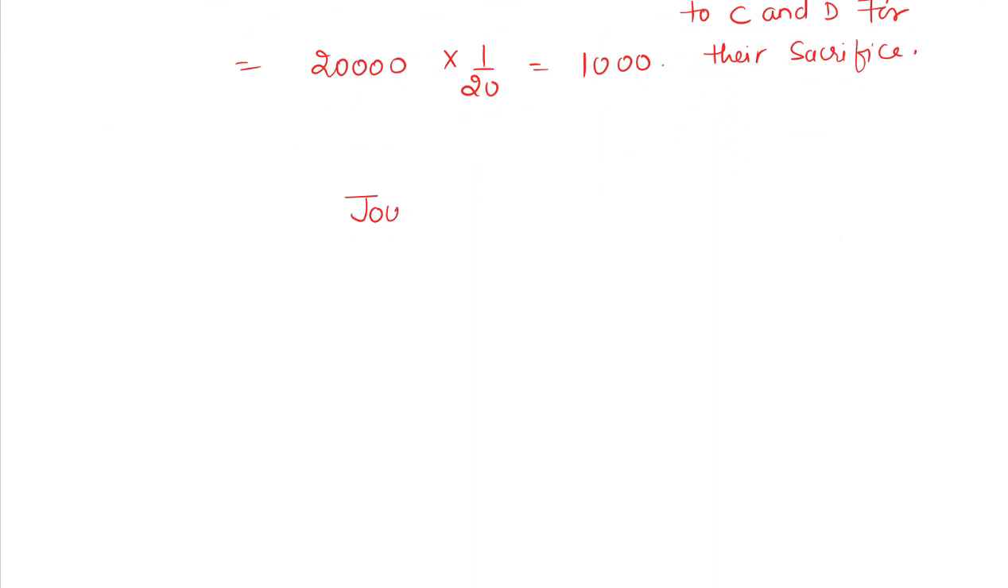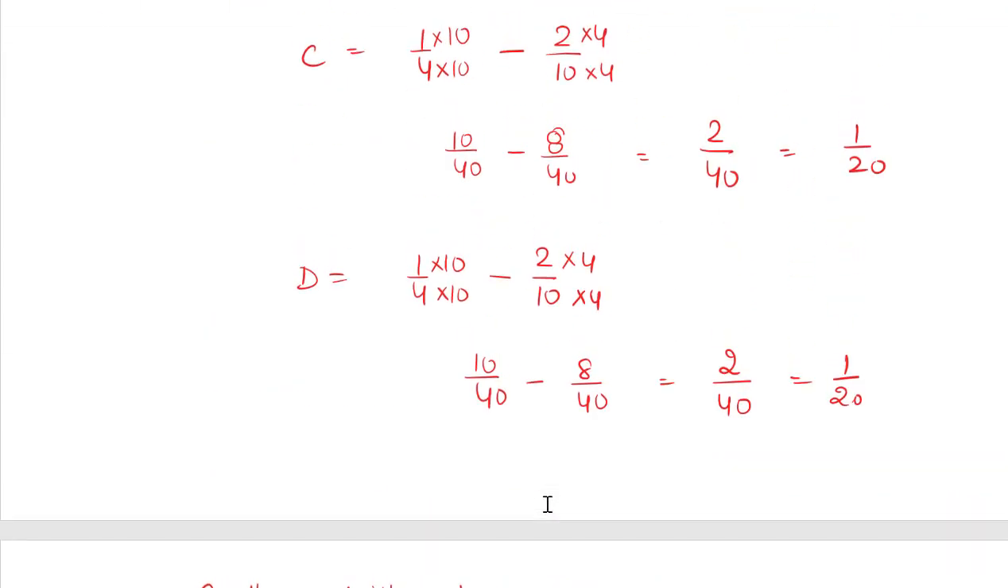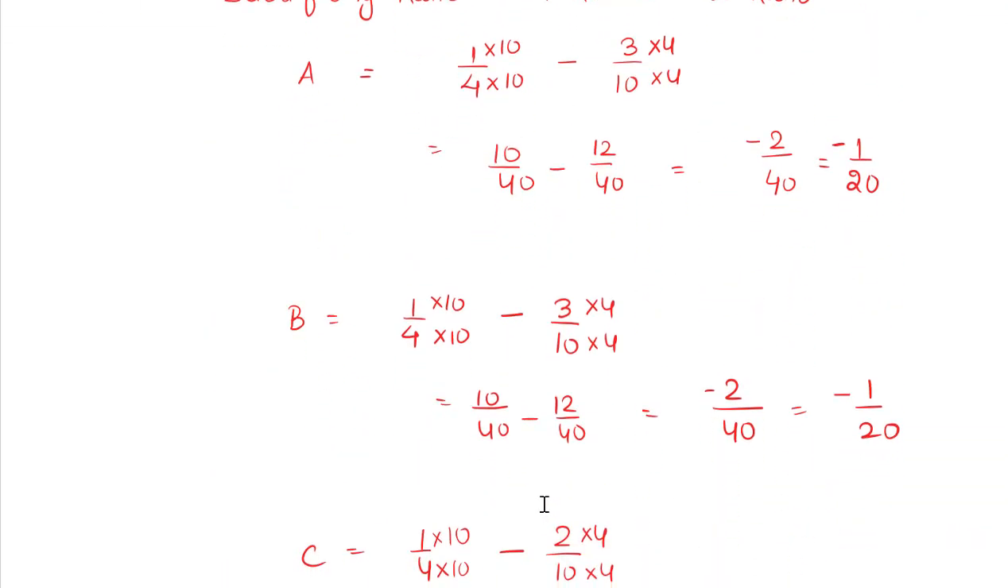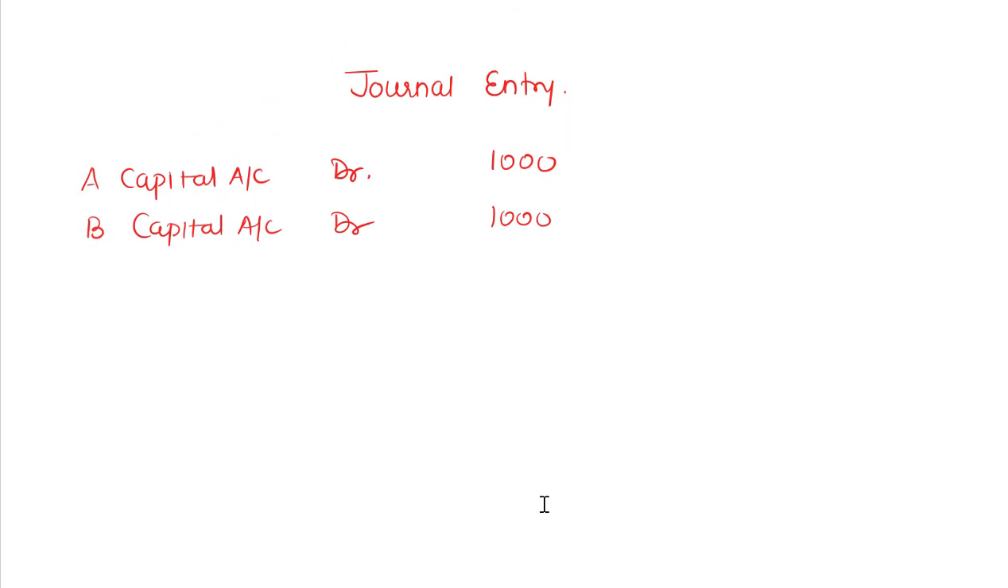Let us pass the journal entry now. A's capital account debit 1,000. B's capital account debit 1,000. A and B are gaining partners, as you can see over here. A and B both are gaining partners and C and D both are sacrificing partners. So A's capital account debit 1,000, B's capital account debit 1,000 to C's capital account 1,000, to D's capital account 1,000.